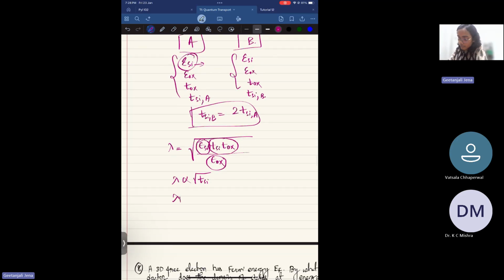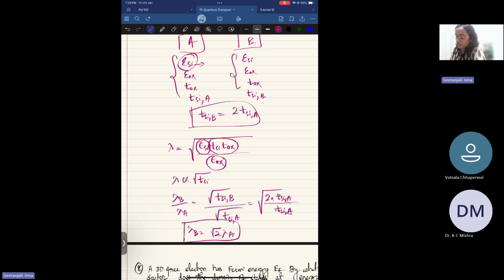So that means lambda B by lambda A is root of TSI B over root of TSI A, and it's given TSI B is 2 times TSI A. So lambda B is root 2 times lambda A. The scaling limit of device B is root 2 times the scaling limit of A.